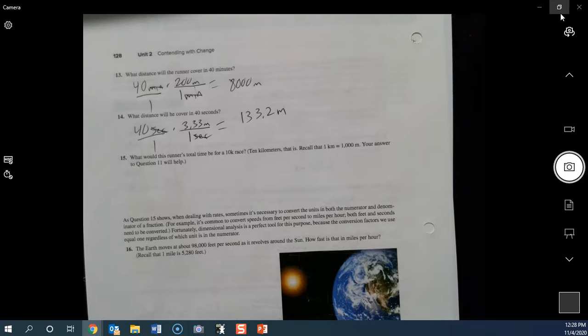Now for 15, it says, what would the runner's total time be for a 10K race? Now it says 10 kilometers, that is. Recall that 1 kilometer is equal to 1,000 meters. Your answer to question 11 will help.